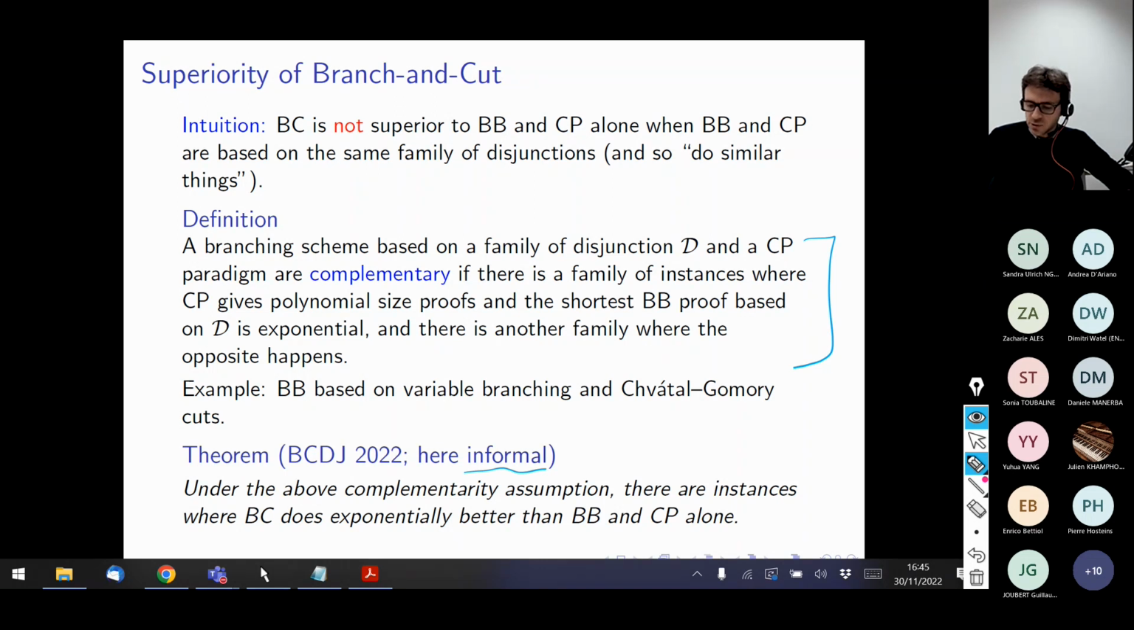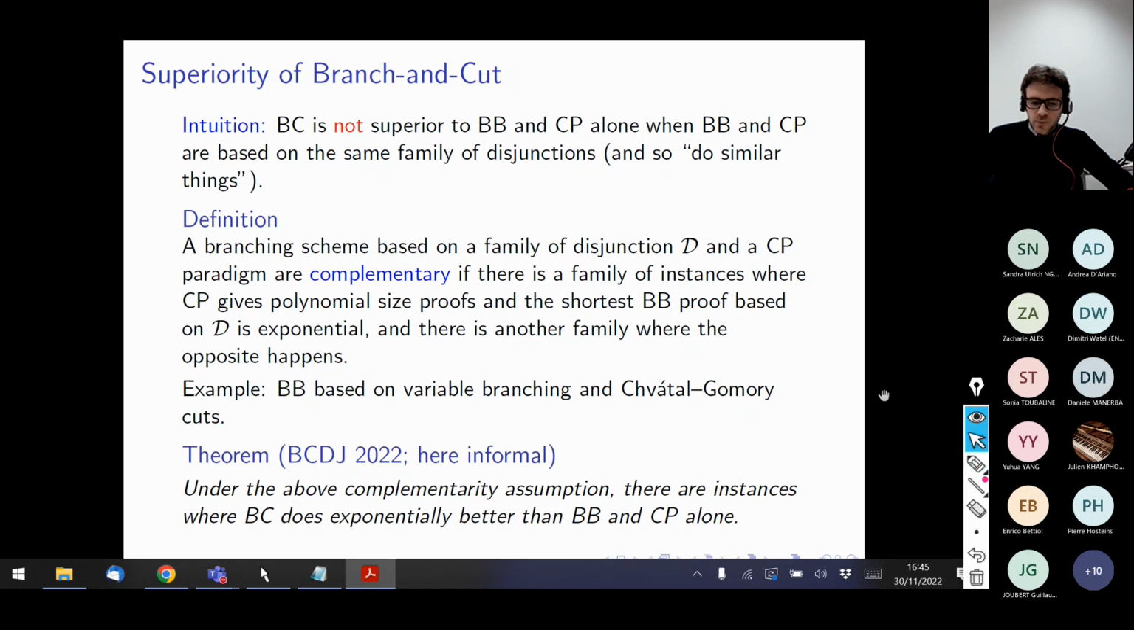This is a very informal statement, because some mild assumptions are missing from it, assumptions that are always satisfied by all the branching and cutting schemes known in the literature. So the idea is that if branching and cutting do really different things, meaning that there are instances where one beats the other and vice versa, then branch and cut is superior.